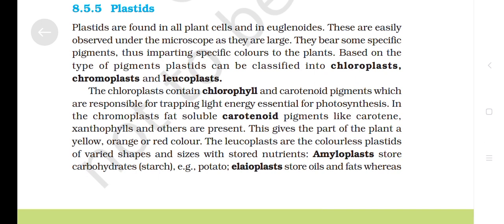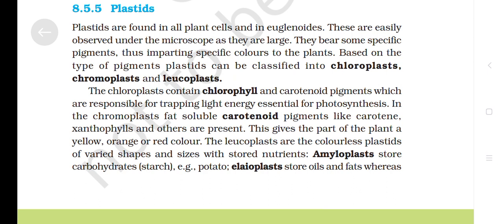8.5.5 Plastids. Plastids are found in all plant cells and in euglenoids. These are easily observed under the microscope as they are large. They bear some specific pigments, thus imparting specific colors to the plants. Based on the type of pigments, plastids can be classified into chloroplast, chromoplast, and leucoplast. The chloroplasts contain chlorophyll and carotenoid pigments which are responsible for trapping light energy essential for photosynthesis. In the chromoplasts, fat-soluble carotenoid pigments like carotene, xanthophylls and others are present. These give the part of the plant yellow, orange or red color.